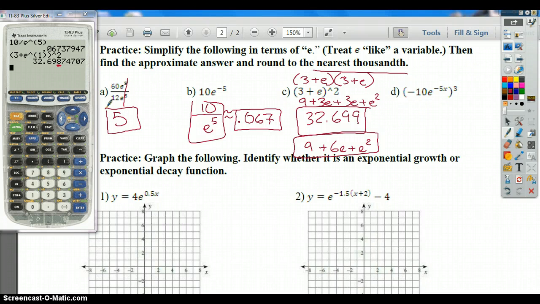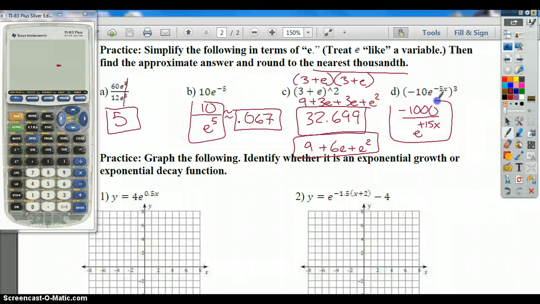If you evaluate this, this is basically negative 1,000. Negative 10 to the third is negative 1,000. And then this is e to the negative 5th, or positive 15x to the third on the bottom. Remember, multiply your exponents, power to a power. Negative 10 to the third is negative 1,000. So I can't evaluate for x, so this is pretty much where I would stop. You can't take it past that point because we don't know what x is. Once you know what x is, you could obviously round it to the nearest. So for now, all bets are off.